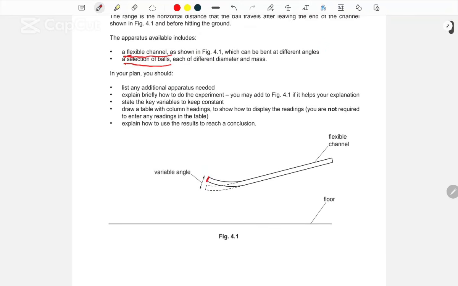And in your plan, you should list any additional apparatus needed. And the second one, explain briefly how you would do the experiment. You may add to figure 4.1 if it helps your explanation. Point 3, state the key variables to keep constant. So over here, we have to state the constant variables. Point 4, draw a table with column headings to show how to display the readings. And point 5, explain how to use the results to reach a conclusion. So for these types of question, I highly recommend you tackle every bullet point individually. So first, let's look at the first one. List any additional apparatus needed.